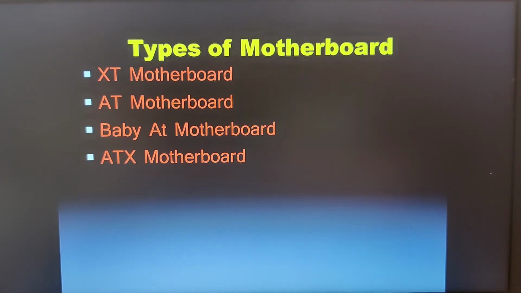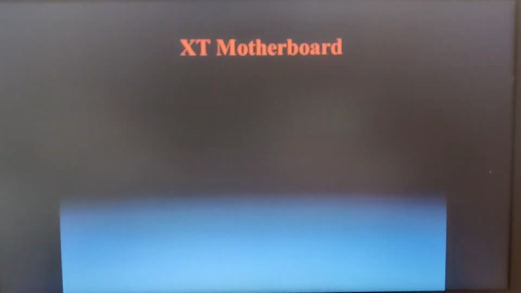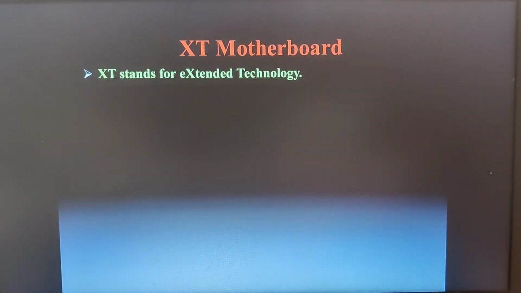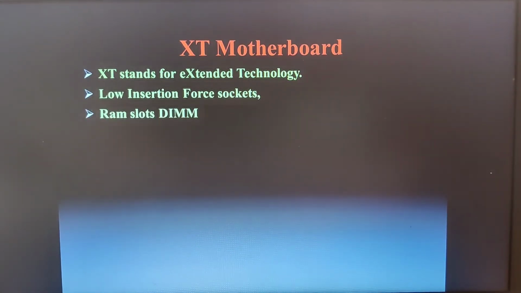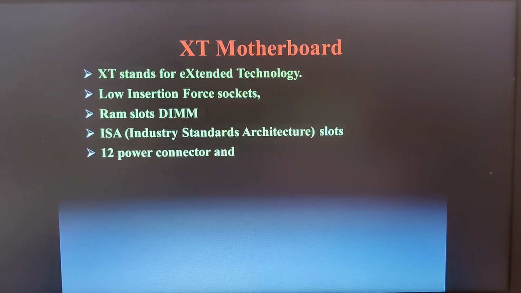Then we have discussed about the types of motherboard. Therein we have discussed about the XT motherboard. XT motherboard stands for extended technology. It is one of the oldest type of motherboard where it is consisting of low insertion force socket, that is LIF. It consists of DIM, that is dual inline memory module. It consists of the ISA, that is industry standard architecture slots wherein it is used for to connect the modem and the input devices, and it also consists of 12-pin power connector and it doesn't have any of the ports.